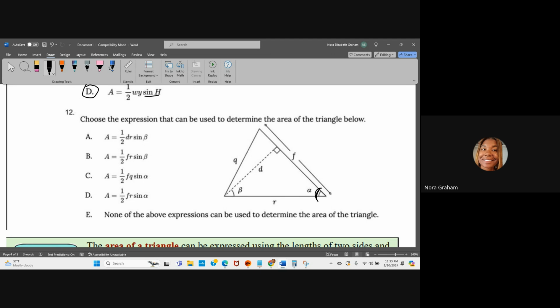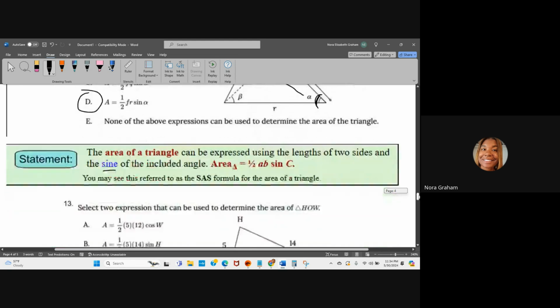If I use beta and I look across from it, that means I can't use this Q, right? I have to use this R and F multiplied by each other times the sine of my beta. So that's going to be right here, F times R times the sine of beta, and that includes my whole triangle. So the answer for this one is going to be D. Again, if you have questions on that, let me know. I can explain it in way more detail.